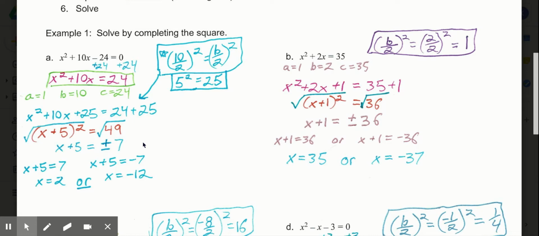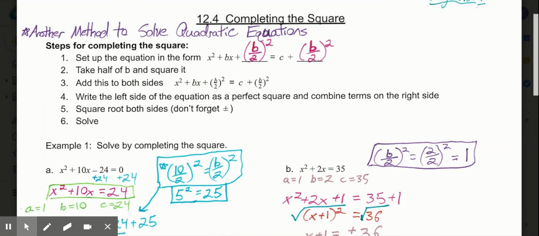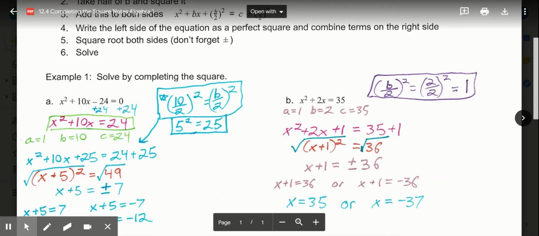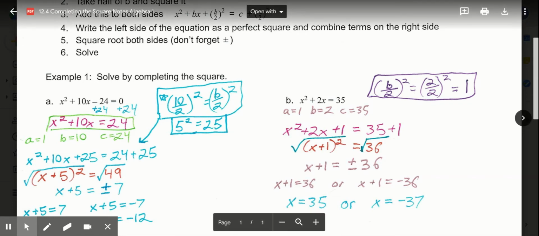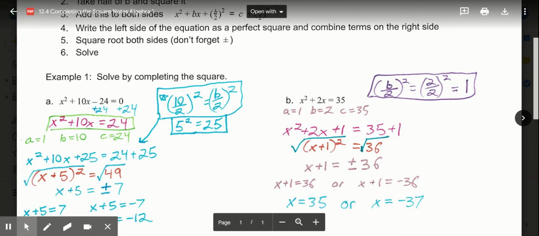So the first thing I want to do, looking at step 1 from before, is I want to get c to the other side. So my c here is after the minus 24, so I need to add 24 to each side. Then I'm written in that form of x squared plus bx equals c. So I can identify my parts. A in this case is 1, whatever's in front of the x squared. B is what's attached to the x, so b is 10, and c is the 24.